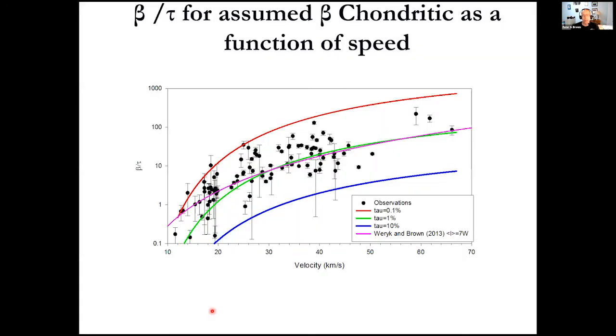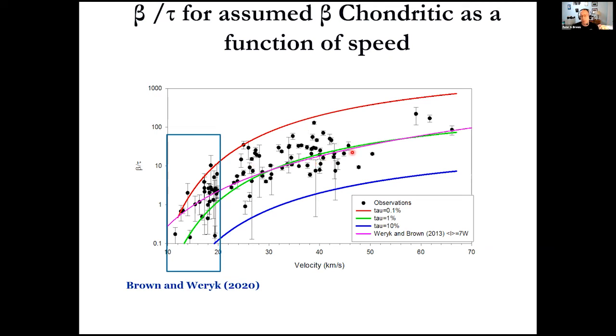So let me first show you the overall data set. Just to start off, notice this is beta over tau. This is really the fundamental measurement. If you put in different values of luminous efficiency, assuming a chondritic composition for the assumed beta, you get these different lines. This is a very low luminous efficiency of 0.1%, this is 1%, and then this is 10%. Part 1 of the study is basically these events over here. Everything to the right are the new events, from these 60 different shower meteors. You can see there's still a lot of variation.